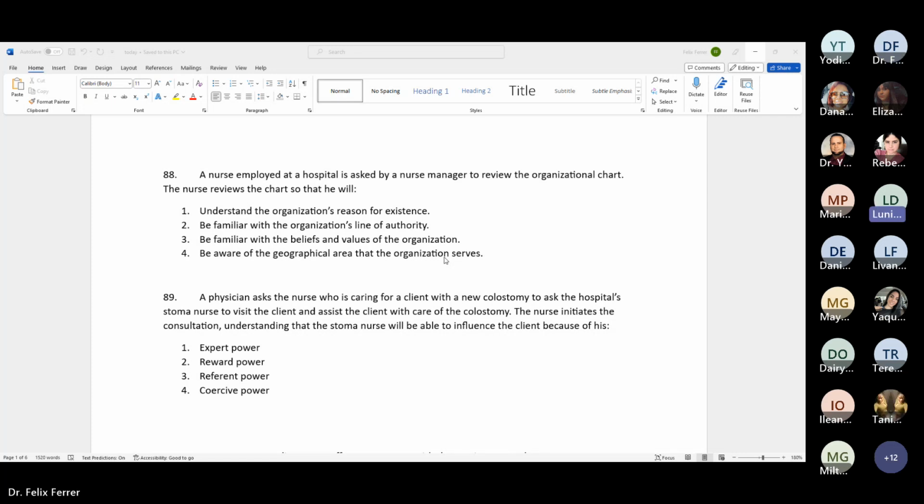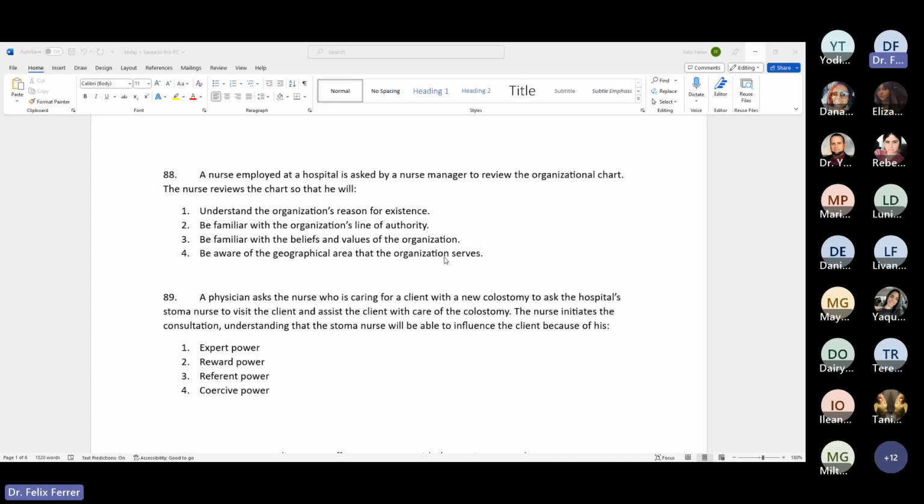Okay. Be familiar with the beliefs and values of the organization? That is important, but it's asking you, what is the reason you want to know the organizational chart? How do the administration bodies organize? Why do you want to know that? I mean, what is the reason? Okay, then he's asking for that. So just want to know how everything is structured.